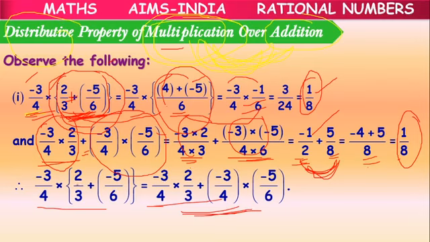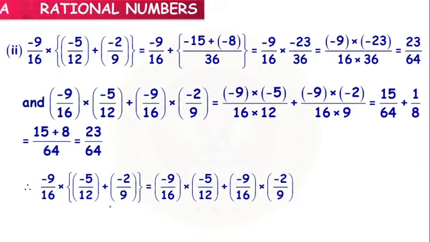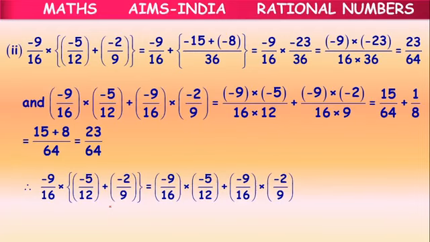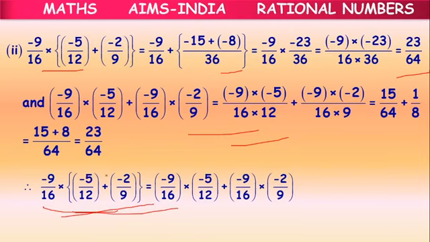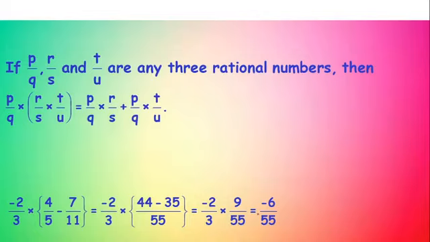Means this multiplication property we are distributing to both the rational numbers. Okay, children. Like this we can see many number of examples. But if you add then multiply, or if you multiply then add, both result will be the same.